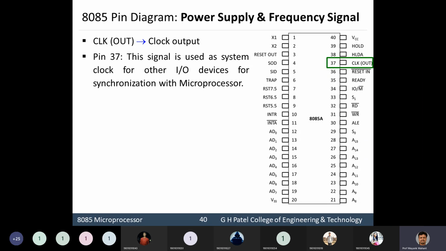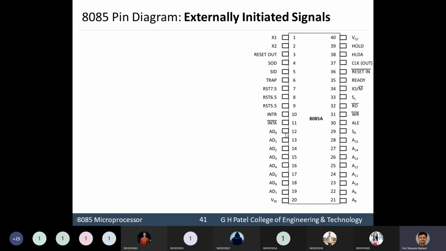The other is a clock out signal. So clock out is pin number 37. This signal is used as a system clock for the other IO devices for synchronization with the microprocessor. So you also need to provide a clock to the others. And we know that the clock is generally used for synchronization purposes. So the clock must come out from over here.